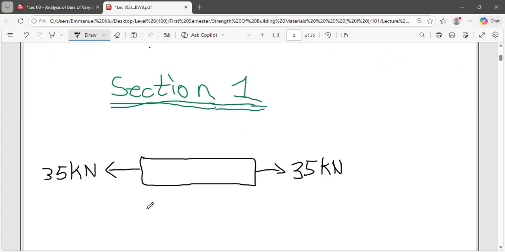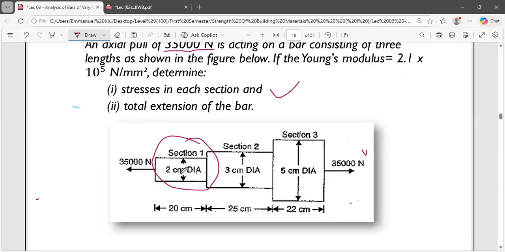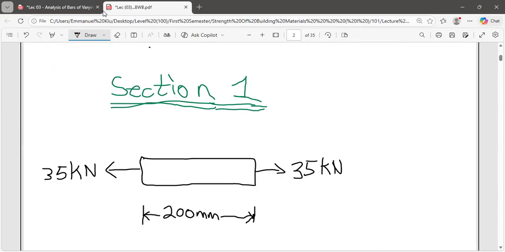So from here, how do we write? This becomes 200 millimeters. And inside here, let's verify again: we know that it is 2 centimeters, which became 20. So let's write 20 millimeters inside and use it to solve our work.